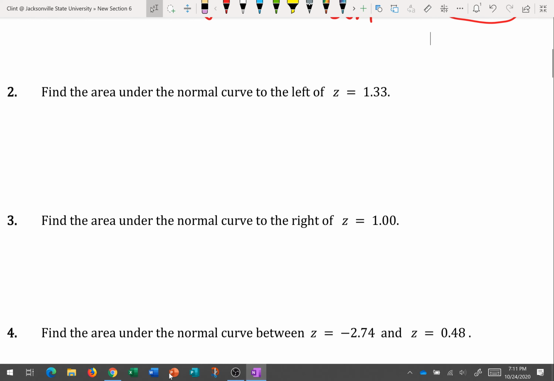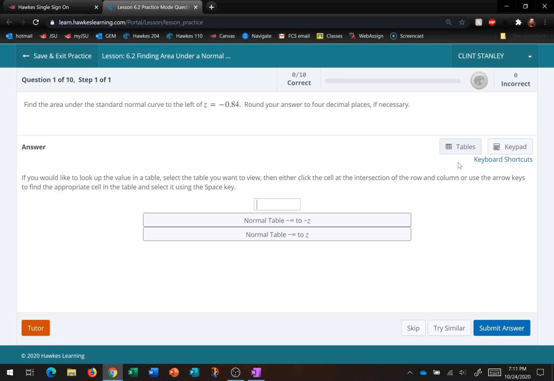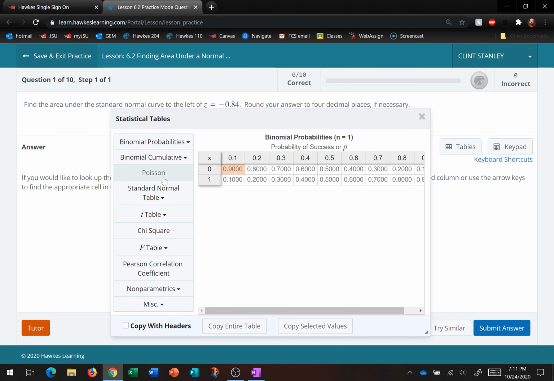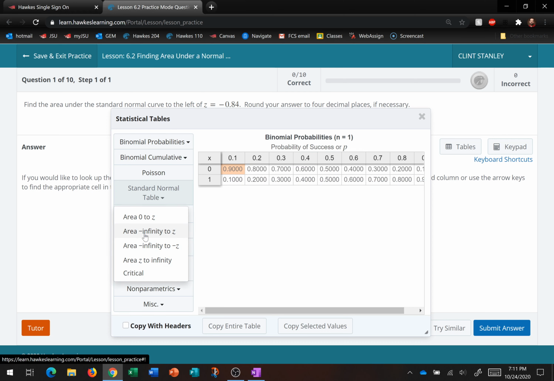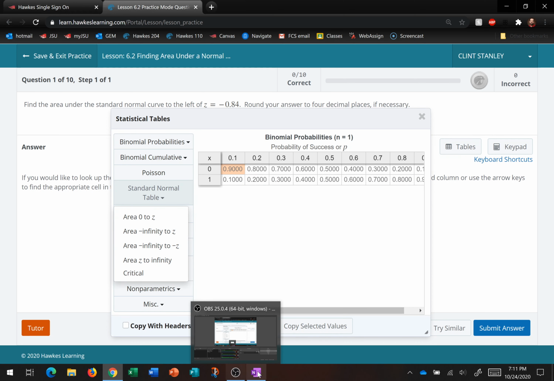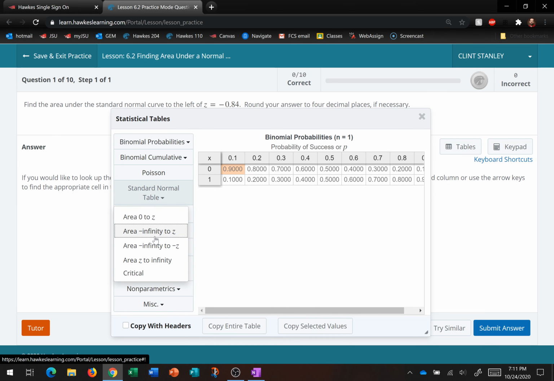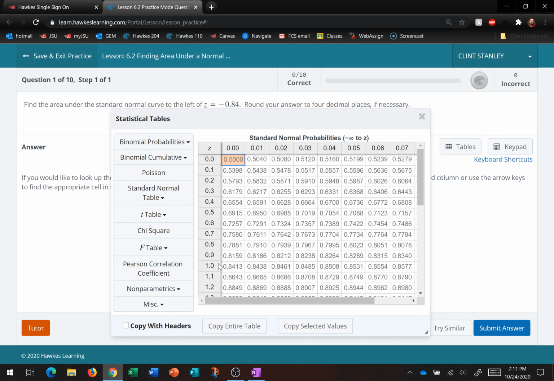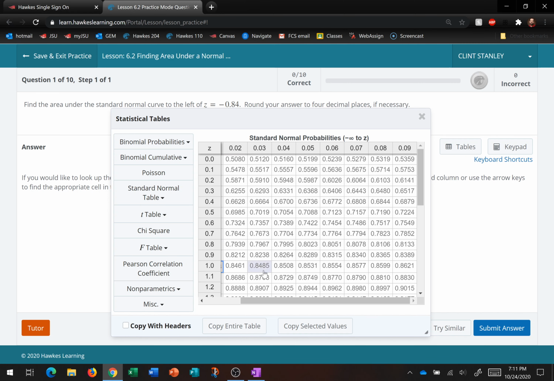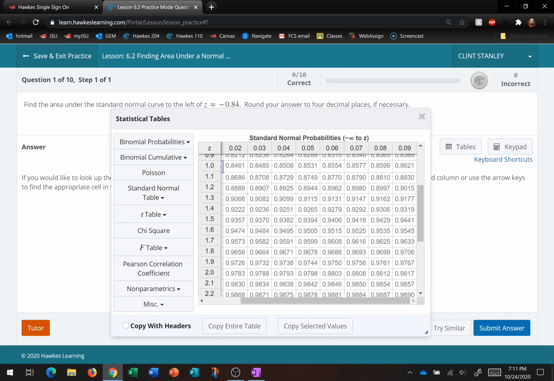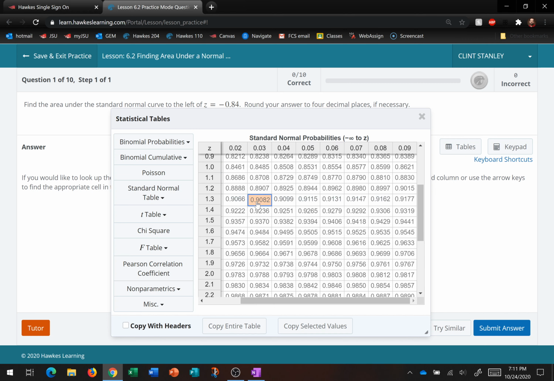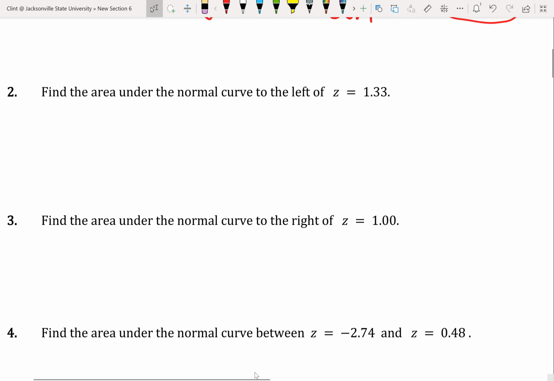So we'll go to our tables here. We want area to the left, so we can go negative infinity to z, I believe. What was our z value? 1.33. So I'll look up 1.33. So that'll be this row, 1.3 and then 3, so 0.9082 should be our answer there. Okay, so 0.9082.